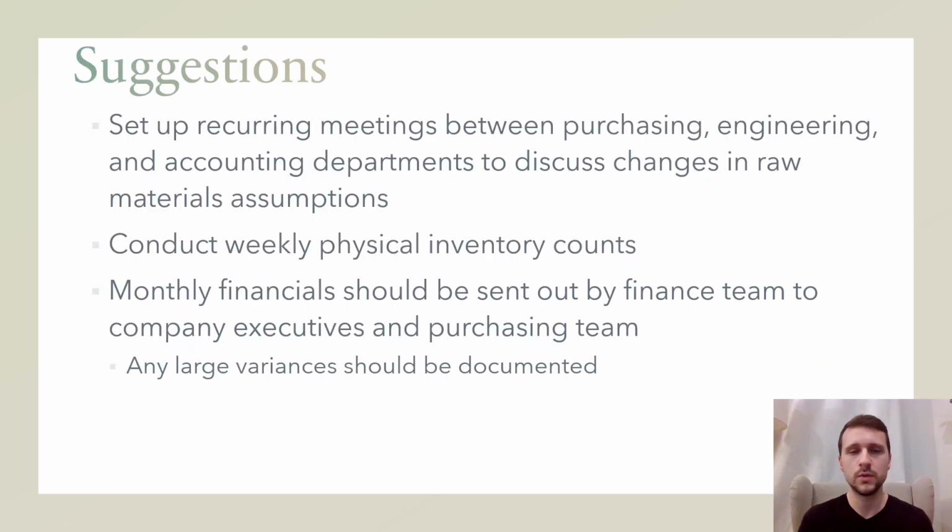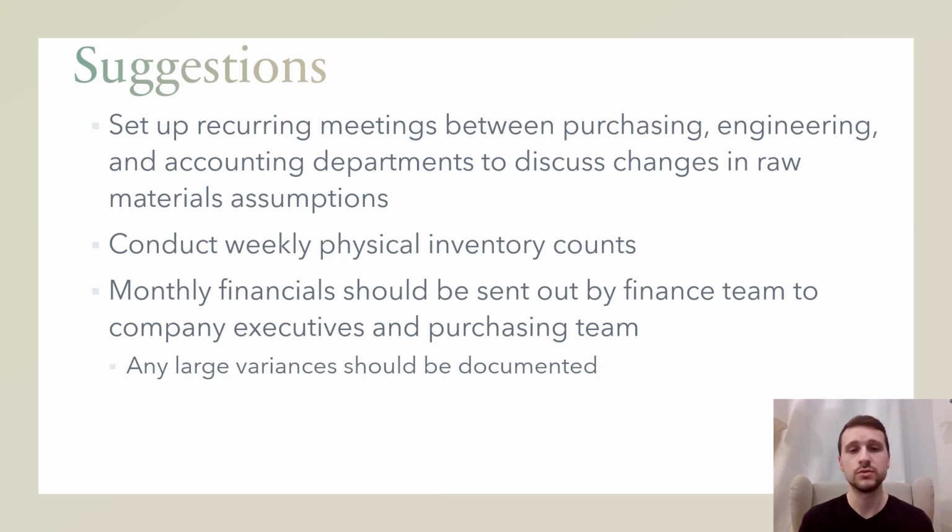So in order to hopefully reduce any further variances related to inventory in the future, I had a few suggestions. The first of which would be to set up recurring meetings between purchasing, engineering, and accounting departments to discuss changes in raw materials assumptions. I think this will really help tighten up our forecast going forward. I also think that conducting weekly physical inventory counts would be beneficial as opposed to doing them quarterly like we've been doing in the past. I think that'll really help.